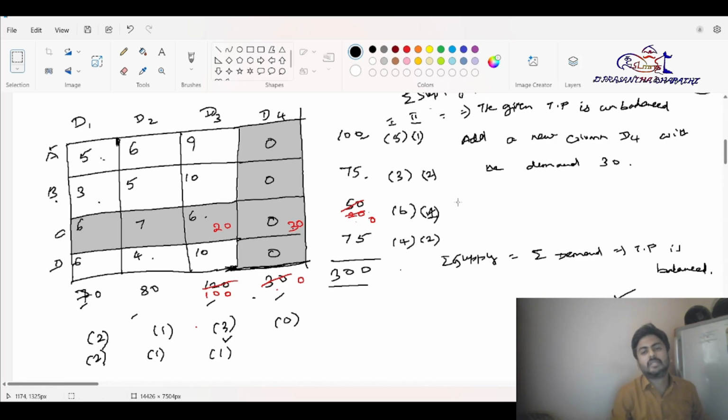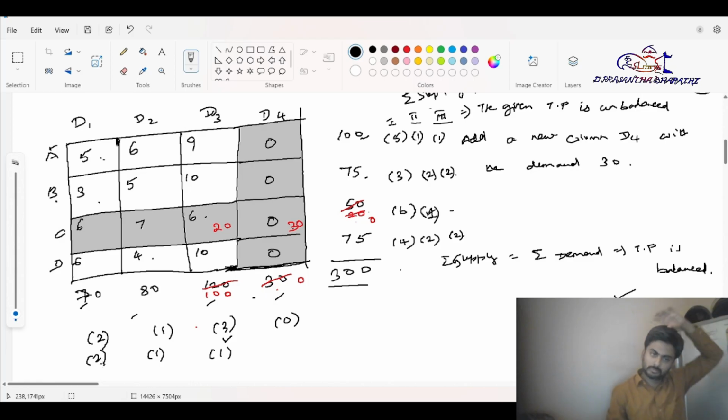I shall write the third iteration here. In this third iteration, the difference between 5 and 6 is 1. Here 3 and 5 is 2, and nothing will come here. Here 4 and 6 is 2. So you are having 2 here, 2 here, and 2 here, right? So you have to choose which 2. You can choose any one of the 2.